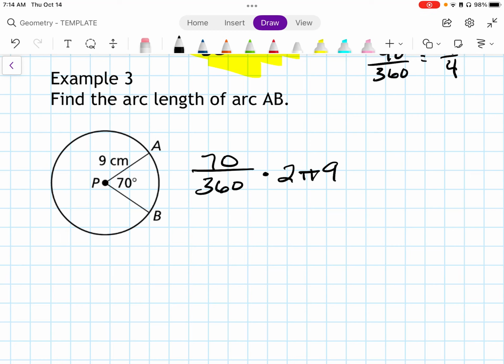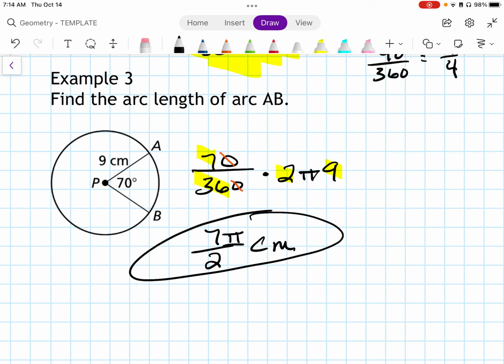So starting off, 70 over 360, I can cancel those zeros out. So I'll say 7 times 2 times 9, right? I'm saying 7 times 2 times 9. That's 126. Then I'm going to divide by 36, and I got 3.5, which is the same thing as 7/2. So this could be 7 pi over 2. And that would be the arc length. And do we have units? We do. It's centimeters. There we are.